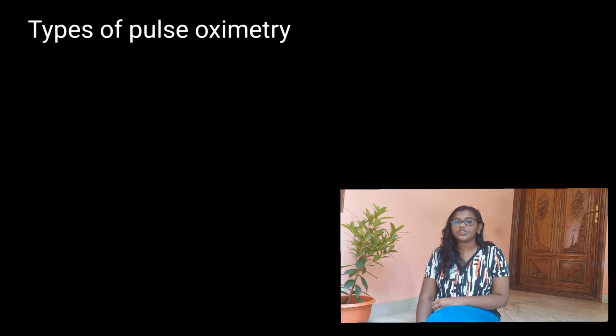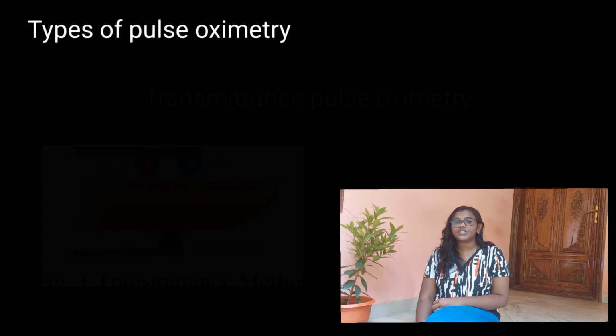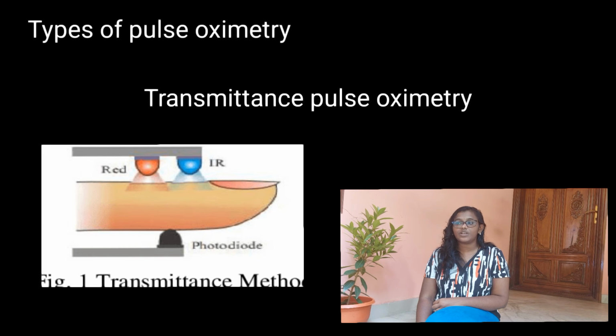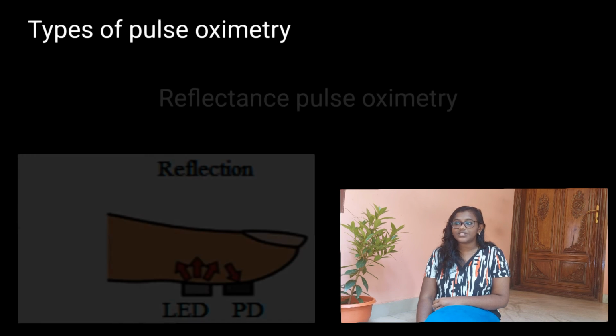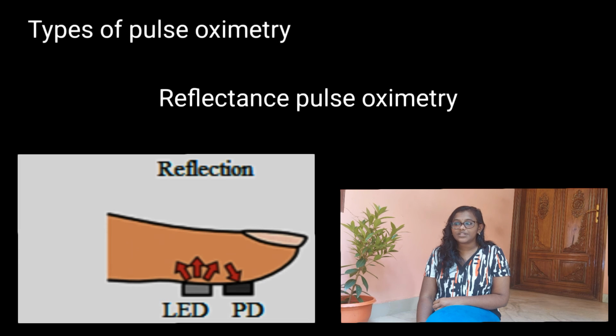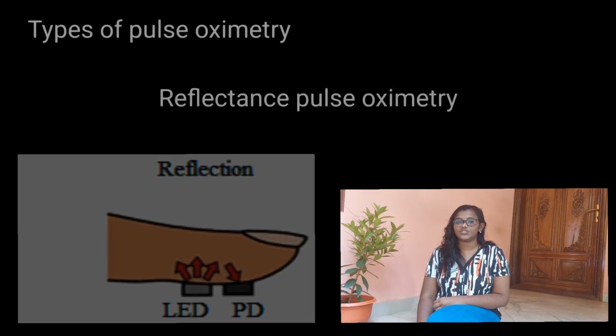They are transmission pulse oximetry and reflectance pulse oximetry. Transmittance pulse oximetry is the most commonly used one. The light beam is transmitted through a vascular bed and is detected on the opposite side. And reflectance pulse oximetry is based on light that is backscattered to determine oxygen saturation.